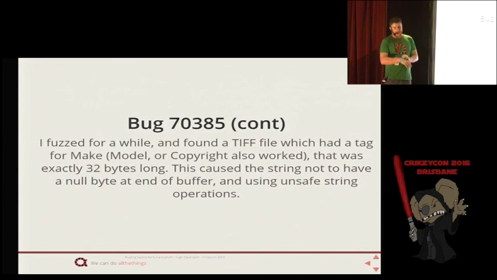So the file I found was a TIFF file, an image format from the 80s or wherever. If I had a tag of make or model or company that was exactly 32 bytes long, it was copied into a place where the buffer expected 32 bytes, but then C needs that null on the end, and the null wasn't there, so it just kept on reading.